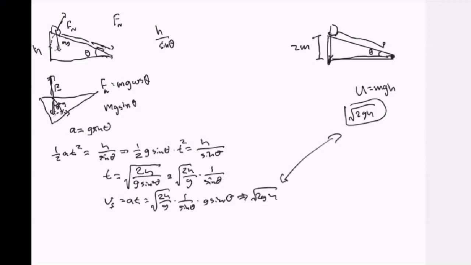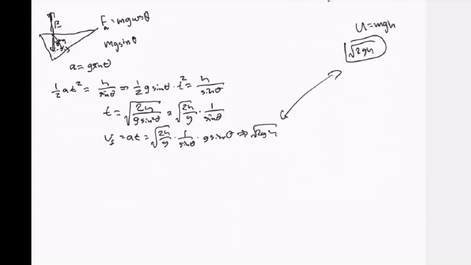So really, here we can see how conservation of energy gives us the same answer, but it's much faster. We don't have to worry about all the angles, we just need to know what the total difference in height is for our particle. All right.